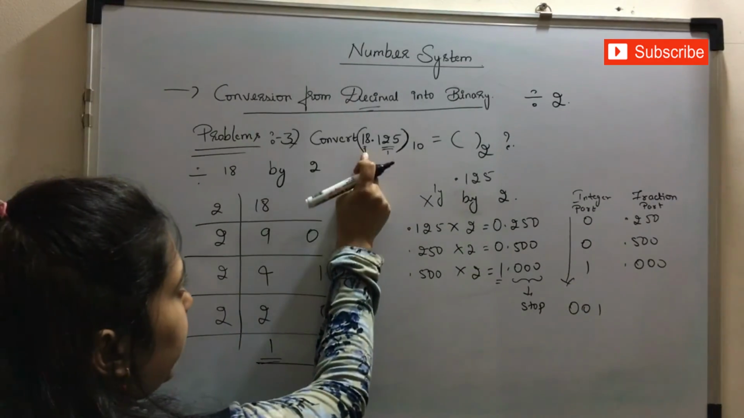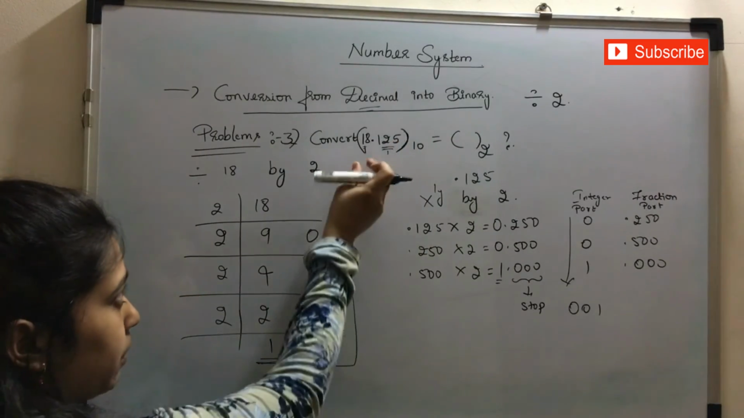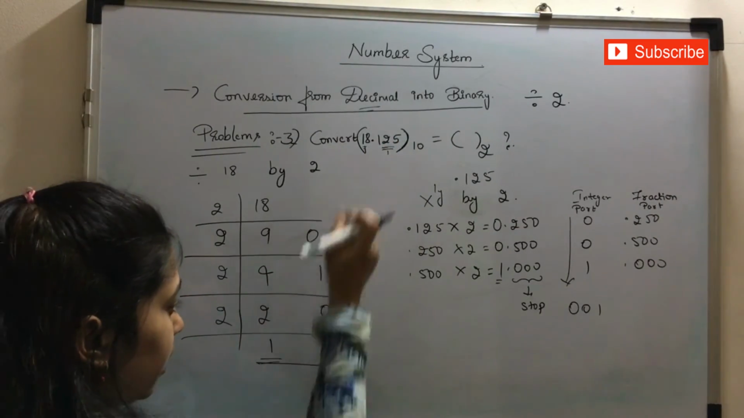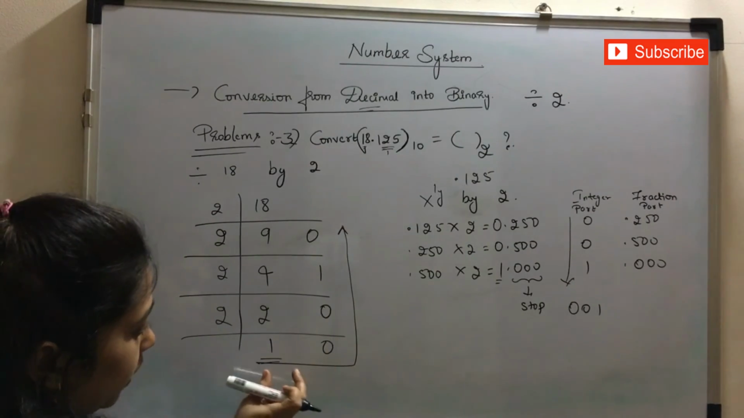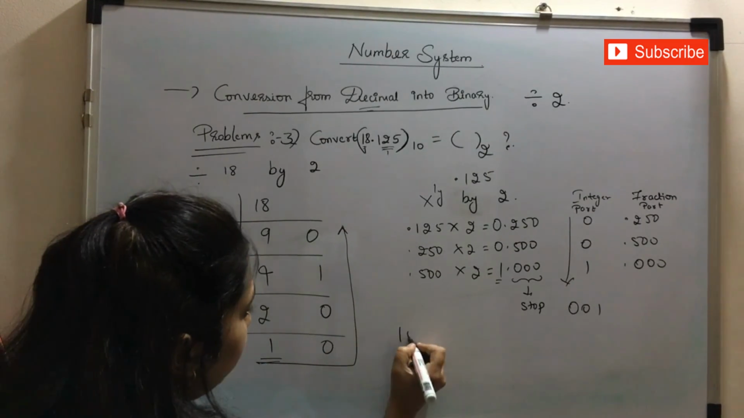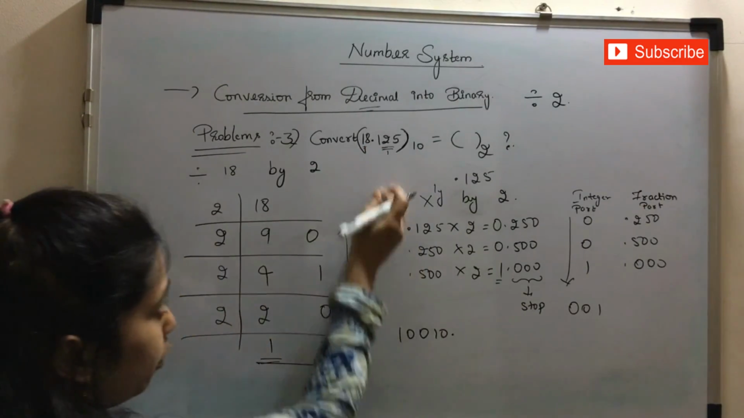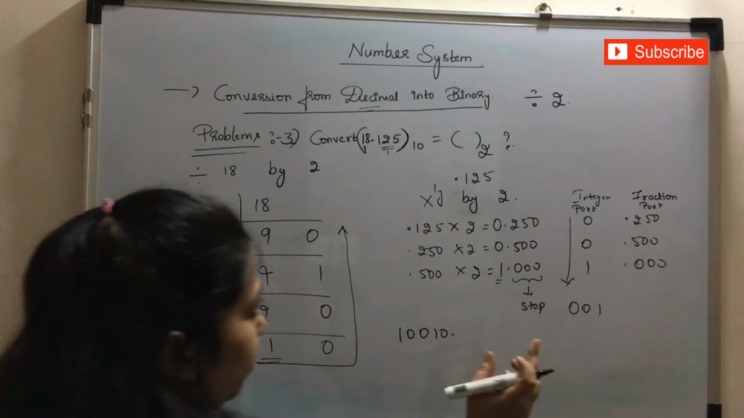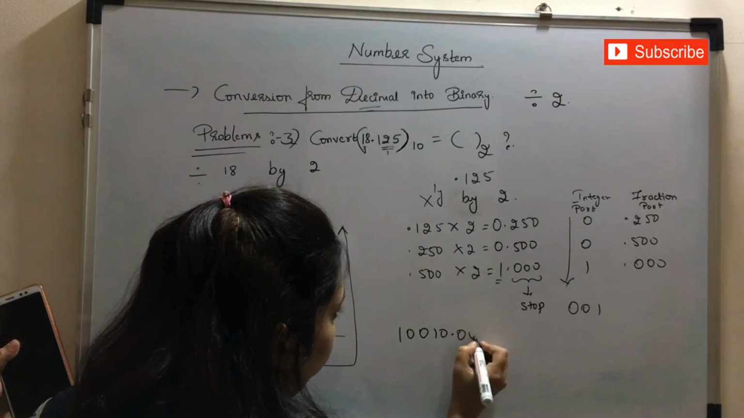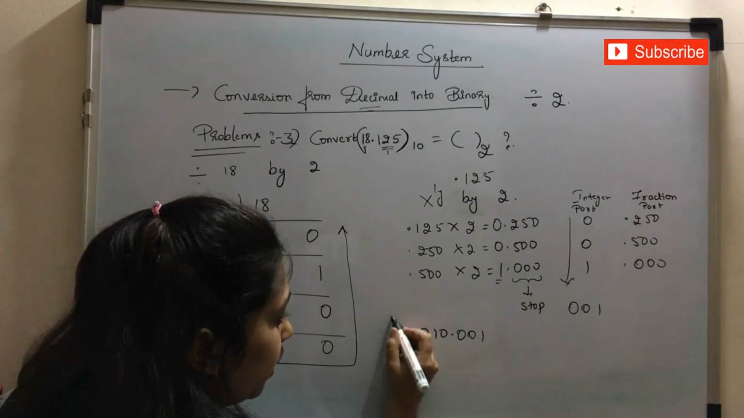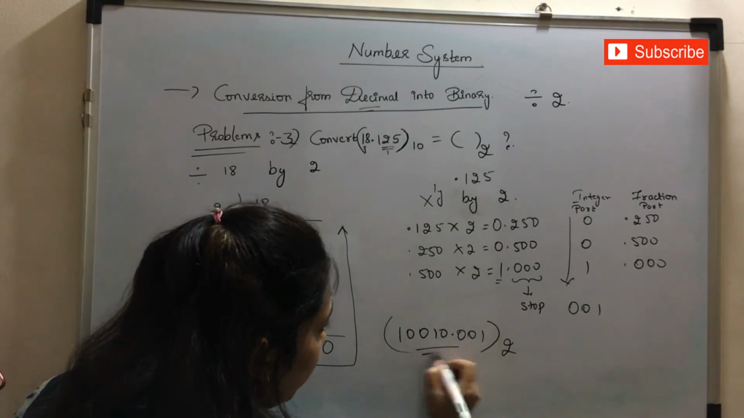So the given decimal number is 18.125. For 18 the equivalent binary number is 10010. So keep this point as it is, and for 0.125 the equivalent binary number is 001. So this is the binary equivalent of the given decimal number.